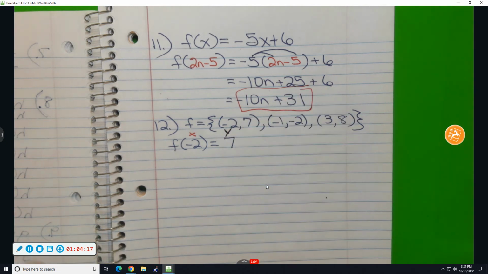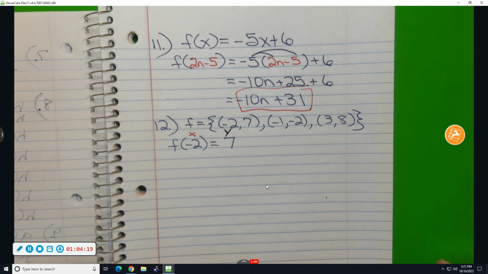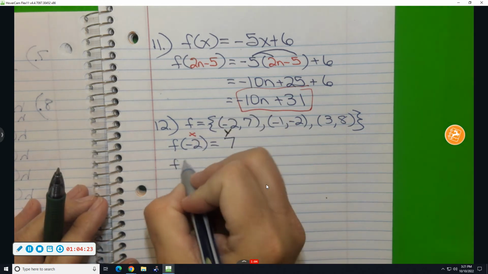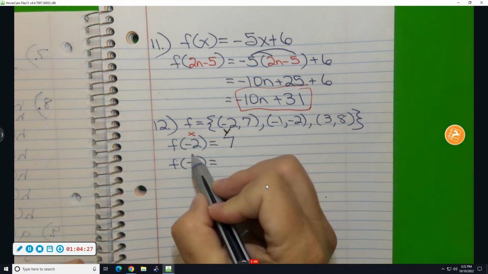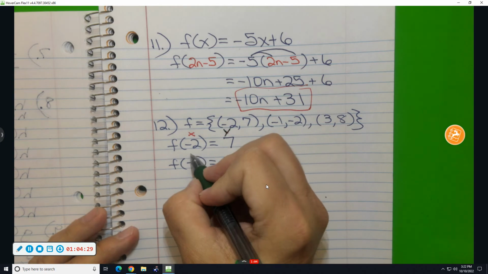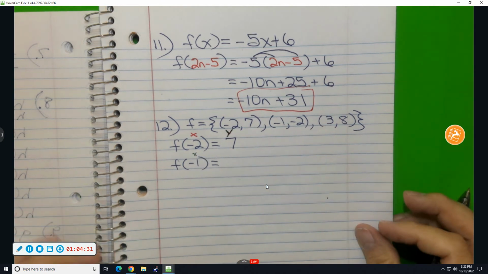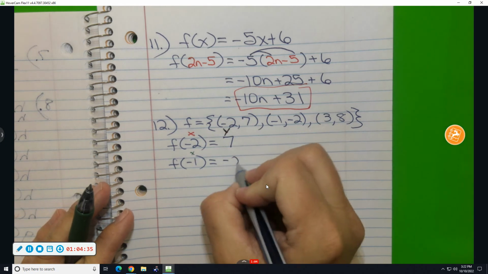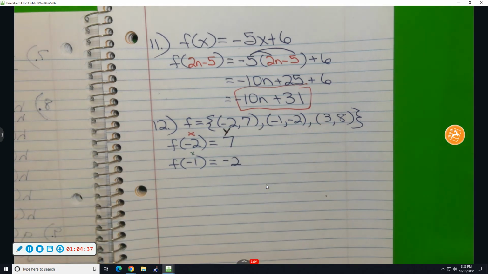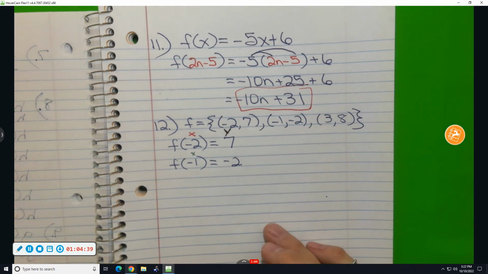So, is there another part to this? No, but let's make up another one. Let's find f of negative 1. When x is negative 1, what's the y value? Negative 2. Okay, I agree. So these questions will only have the one answer, the y value.